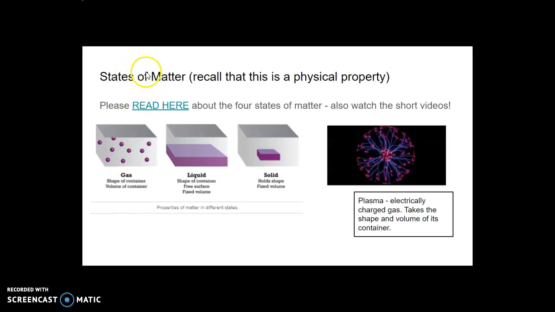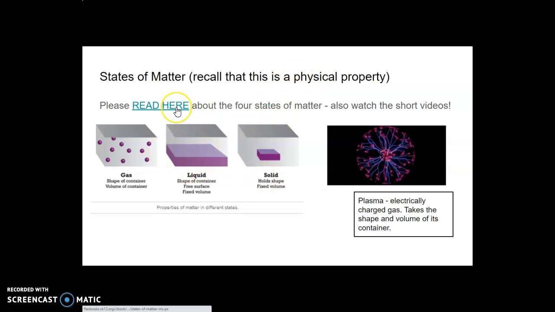So there are 4 states of matter. Recall that this is a physical property. This means that just because a substance changes from a solid to a liquid, for example, an ice cube melts and becomes water, it's still the same substance chemically. It never changed. It was just frozen water and then it became liquid water.